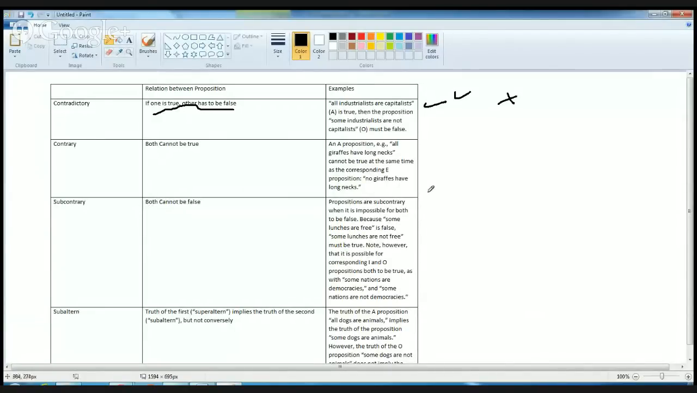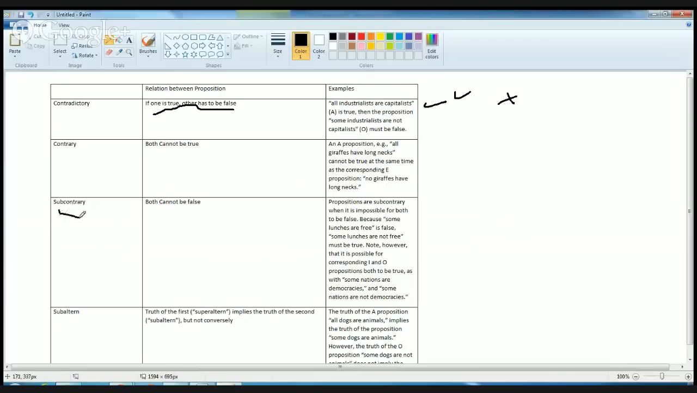Contrary statement means both cannot be true. What does this mean? If I say all giraffes have long necks, and the next statement I say no giraffes have long necks, both of these statements cannot be true at one time. If one is true, the other cannot be true. In the case of contradictory, we say if one is true, the other must be false. In this case, one of them can be true but both cannot be true simultaneously, because if I am saying giraffes have long necks, I cannot say no giraffes have long necks.